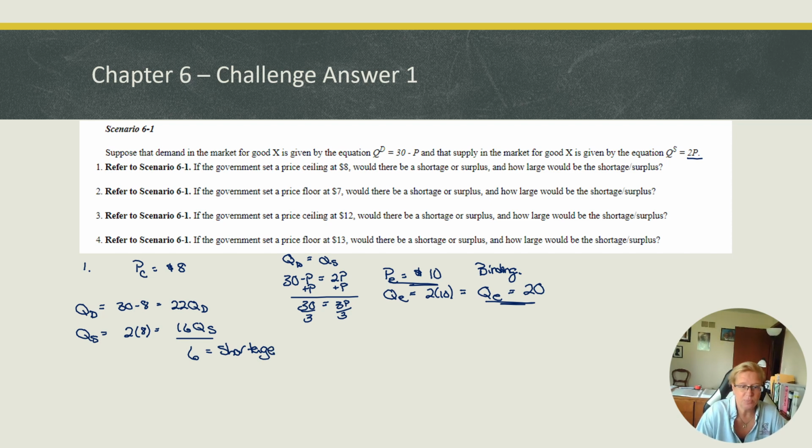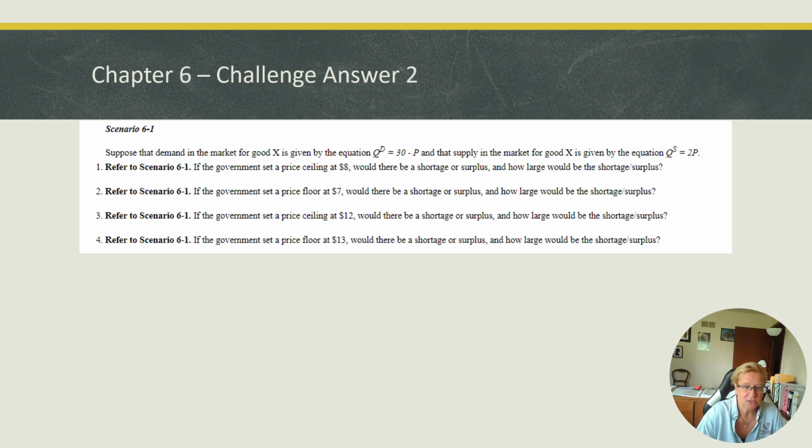Okay, still holding the price equilibrium because I want to find out if it's binding. Let's go into our next one. So remember, our price equilibrium is going to be $10. If the government set a price floor at 7, prices cannot go below it, would there be a surplus or a shortage, and how much? Well, we know here that the price floor is going to be $7. The price equilibrium is at 10. Because equilibrium is greater than the floor, this is non-binding and will have no effect on the market.